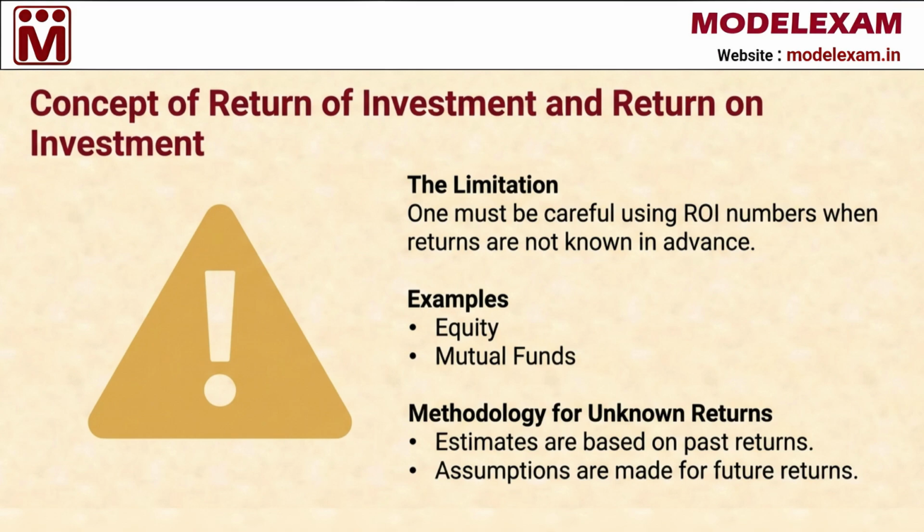However, there is a major caution we need to address. You must be careful when using ROI numbers for investments where the returns are not fixed or known in advance. Think about asset classes like equity or mutual funds. In these cases, you cannot guarantee what the number will be. We often have to rely on estimates based on past returns, or we make assumptions for future returns. So, while the formula is useful, remember that in the real world, the input numbers are often just educated guesses.